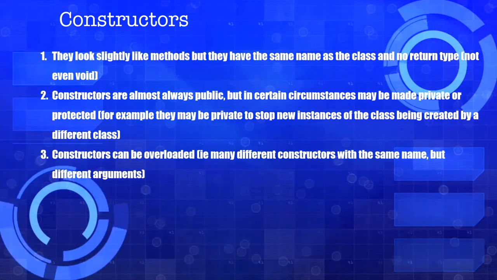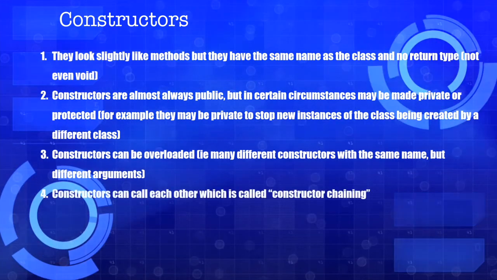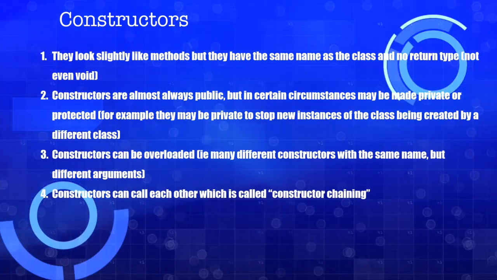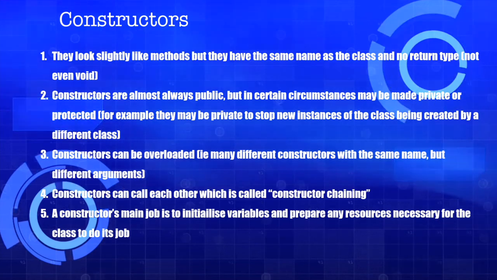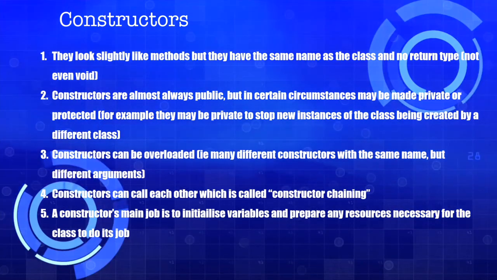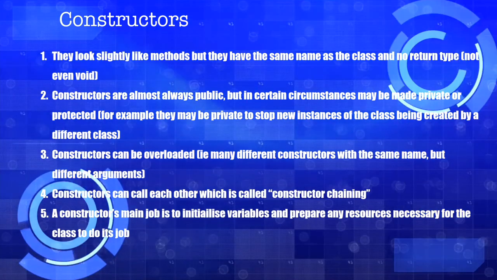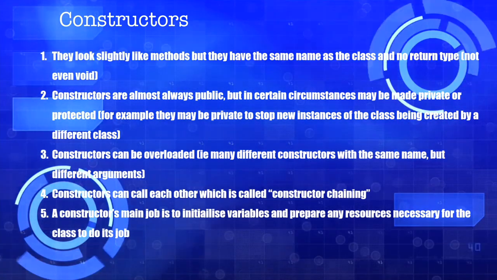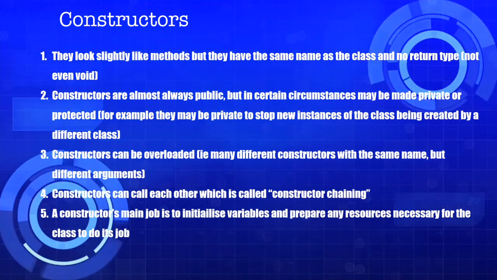A constructor can be overloaded with different sets of variables. And when they call each other, that's called constructor chaining. And finally, the main job of a constructor is to get the object ready for its first use. First of all, it can save a lot of lines of code by passing in all of the initial values of the variables in one line.